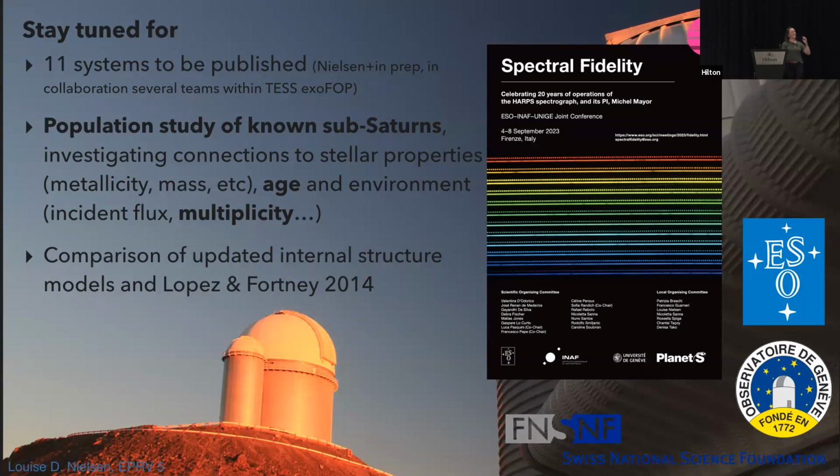So I'm really glad that you're investigating these interesting transitional objects. Can you comment on any of the preliminary trends in age or metallicity? These sub-Saturn objects, last time I checked, seem to be preferentially around younger and active stars and also around metal-rich stars, which is kind of interesting.